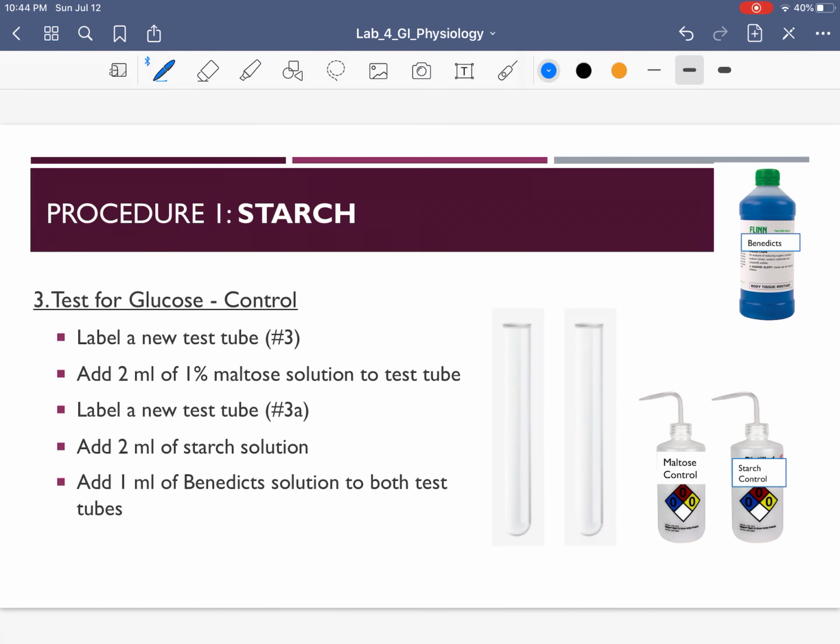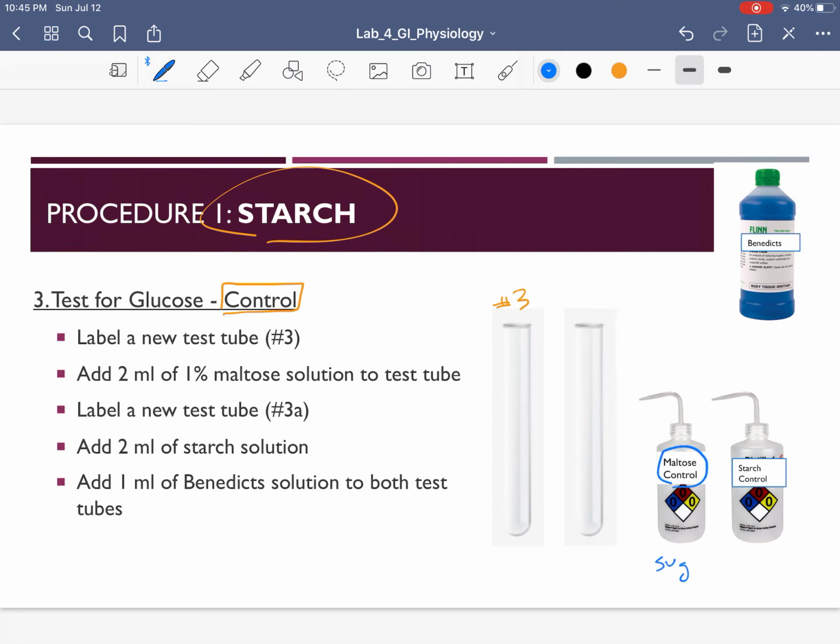Okay. All right. So now we're going to continue on. We've done the first two parts of our starch experiment, but we're not done, folks. We've got more to do. So now we're going to take another test tube and label it number 3. And to number 3, because we're going to be doing a control experiment, we're going to be adding 2 mils of maltose.